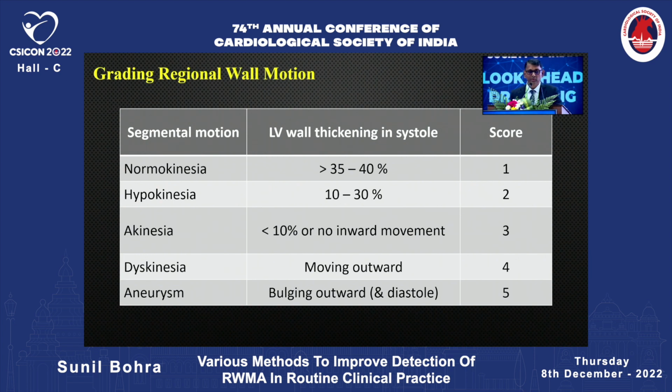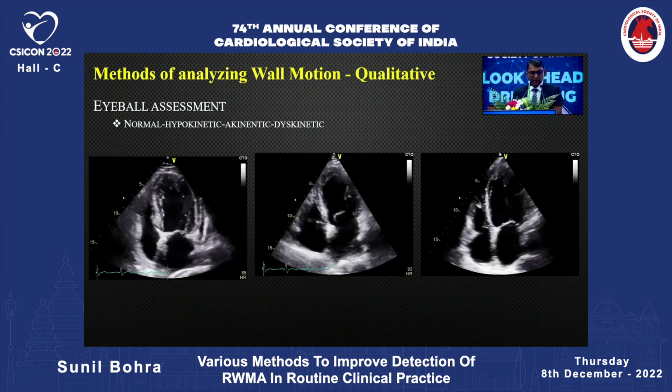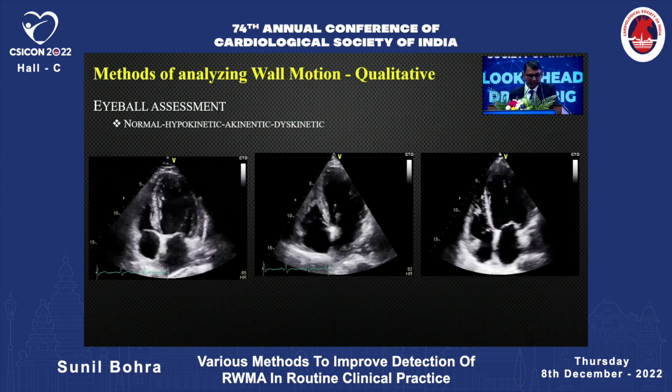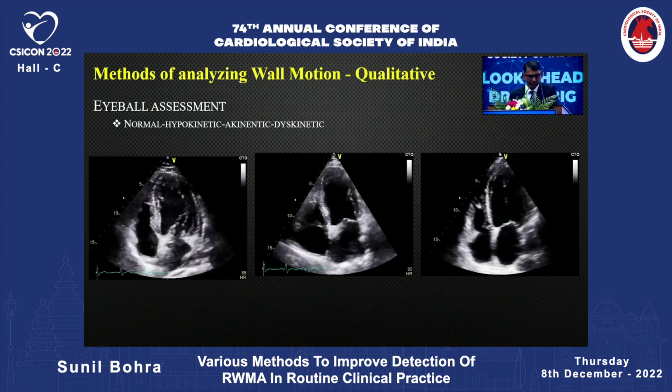It's very important. Here we look at the LV wall thickening in systole. If it is more than 35 to 40%, we label it as normal. If the thickening is between 10 to 30%, it is hypokinetic, and we give a score of 2. If it is less than 10% thickening or no inward movement seen, then that segment is akinetic, and we give a score of 3. If it is dyskinetic, if it moves outward during systole, a score of 4 is given. And if it is bulging outwards during systole and diastole, then it is an aneurysm and the score will be 5.